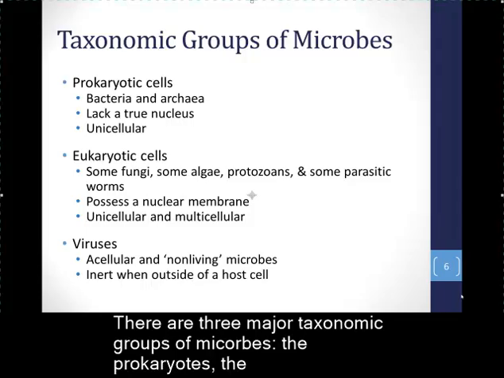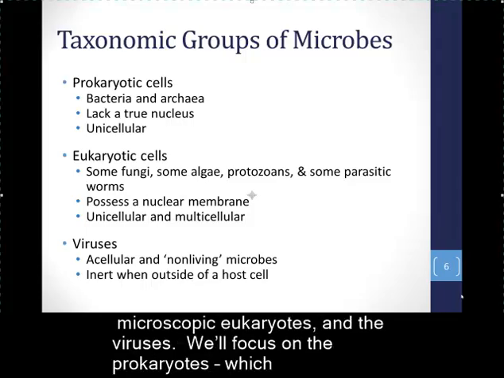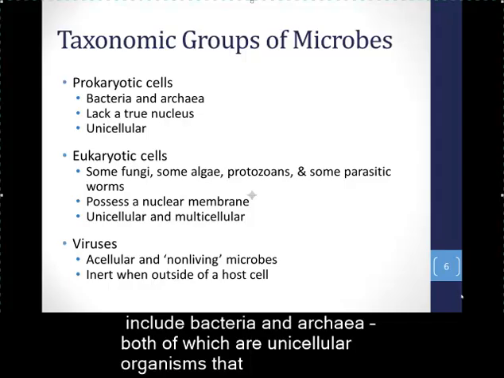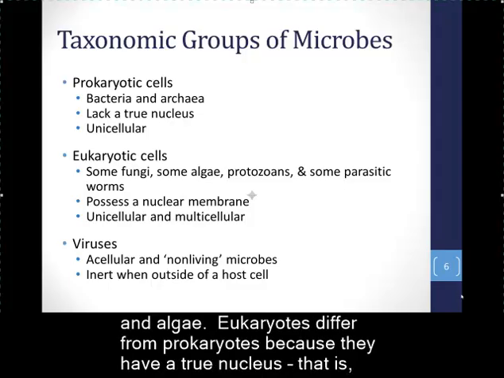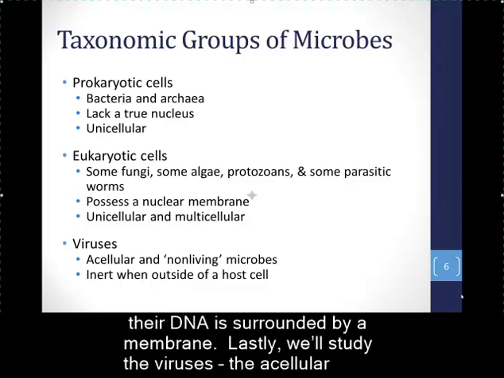There are three major taxonomic groups of microbes: the prokaryotes, the microscopic eukaryotes, and the viruses. Our class is going to focus on the prokaryotes, which include bacteria and archaea. Both of these groups are unicellular organisms that lack a true nucleus. We'll talk a little bit about the eukaryotes, primarily fungi and algae. And eukaryotes differ from prokaryotes because they have what we call a true nucleus. That is, their DNA is surrounded by a membrane.